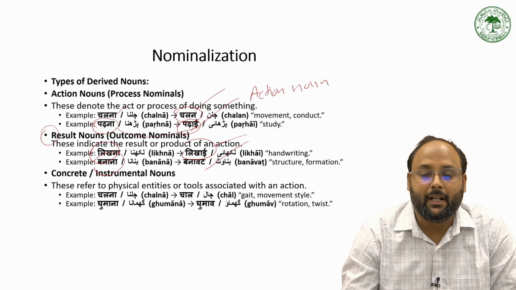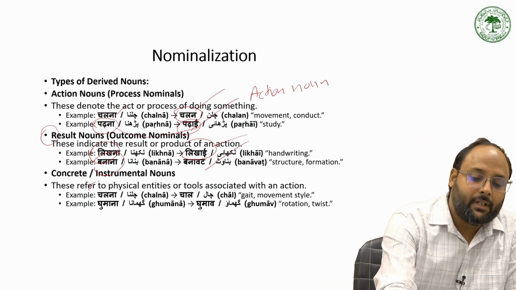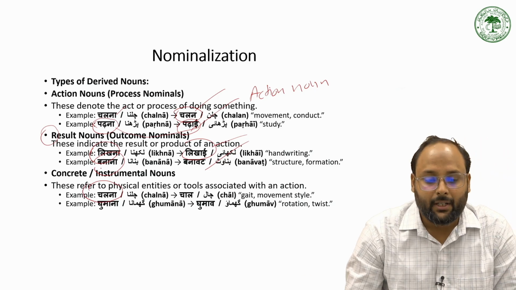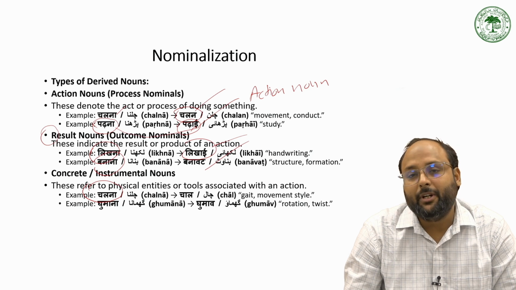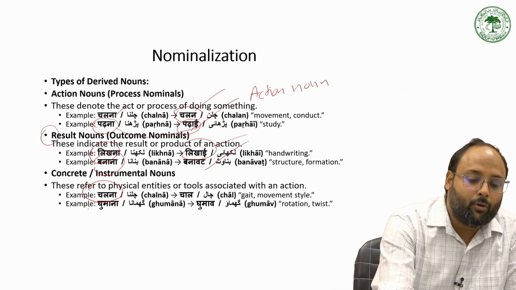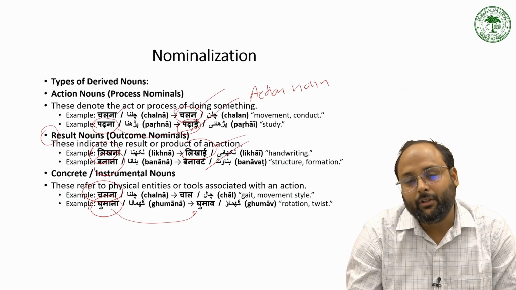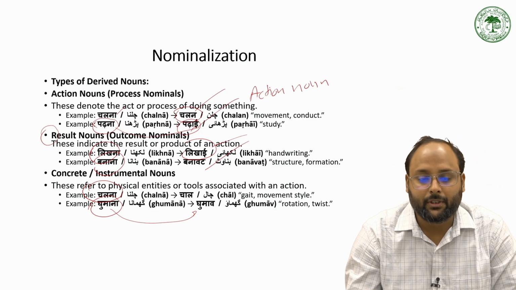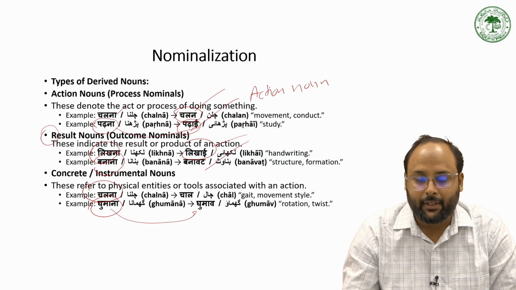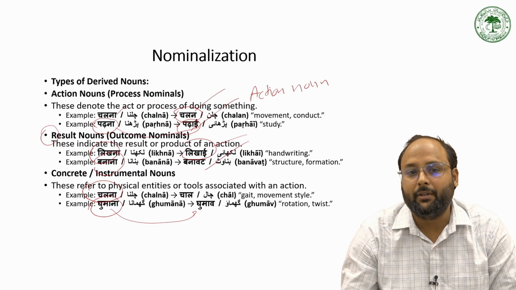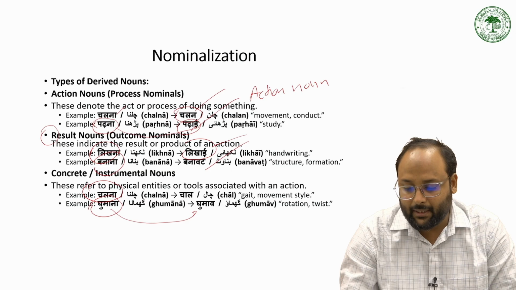The last one is the concrete and instrumental noun. Concrete and instrumental noun means the verb chalna changes into chal, so chal is the instrumental noun. And when we have ghumana, it changes into ghumao. That is the instrumental noun or the concrete noun. That is the process of nominalization through which we can derive the noun from the verb. In this we have three types of noun derived from the verb: first is the action noun, second is the result noun, and the third is the concrete noun.